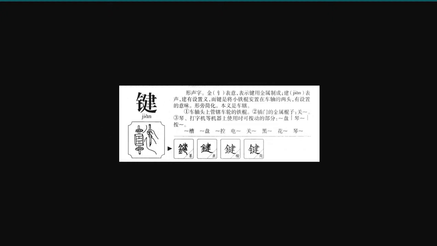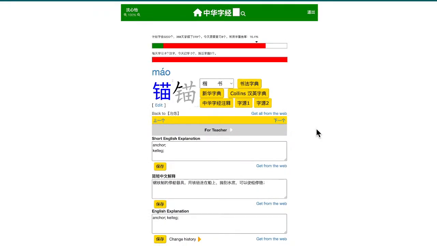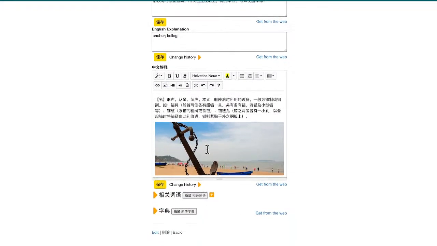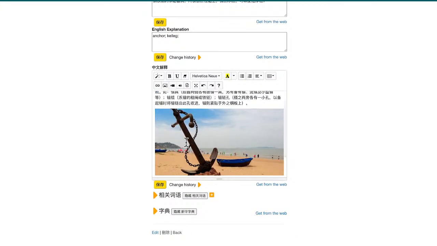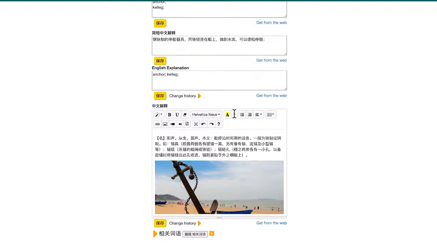All right, next one, 锚. 锚 is anchor, of a ship. Here's the picture. This is a big 锚. You throw it off into the water, and it grabs whatever is underneath the water, and so keeps the boat from floating away. So this is 锚.